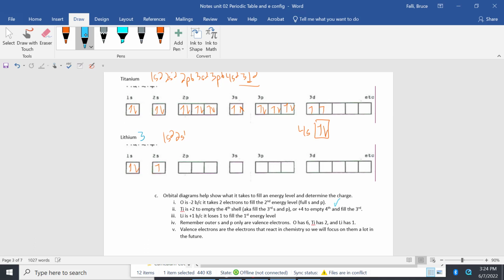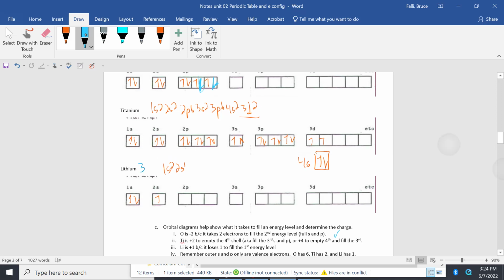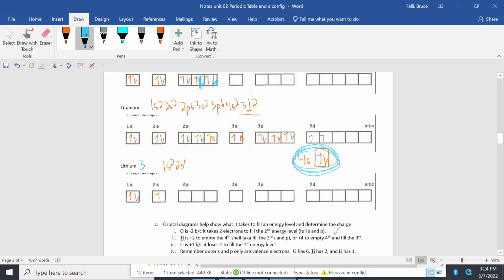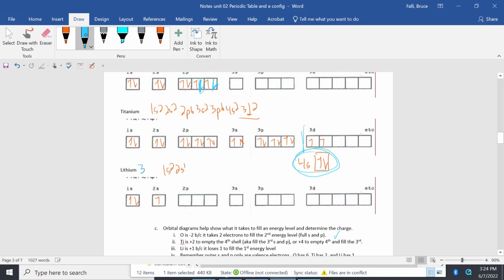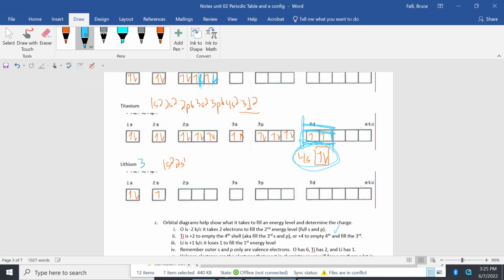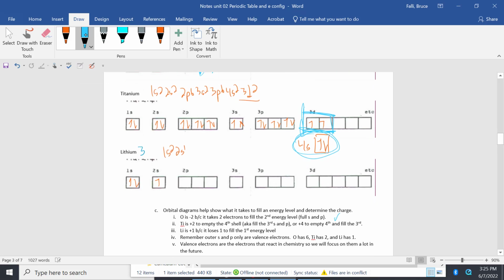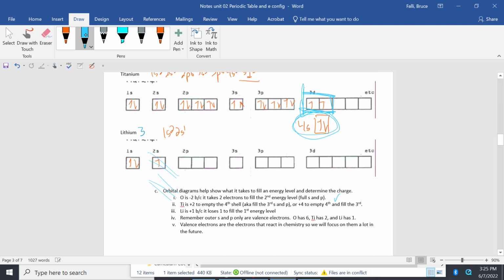Titanium is +2 to empty the 4th shell. Okay, so here's titanium. So if I get rid of these, the first ones you lose are your outer ones. First thing I do is get rid of these, right? Or get +4, well, I'll get rid of those, and then I'll get rid of these also. Okay, so lithium is +1, because if it loses this guy right here, it will be a full 1s.